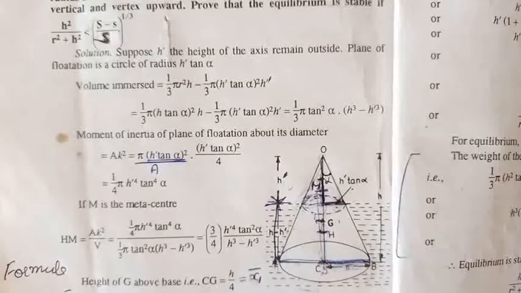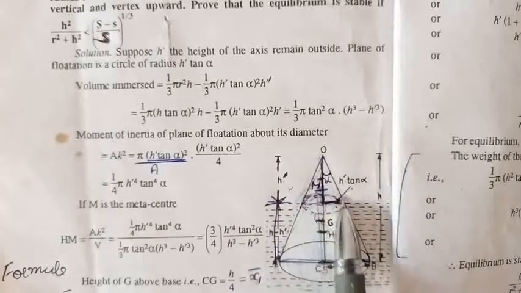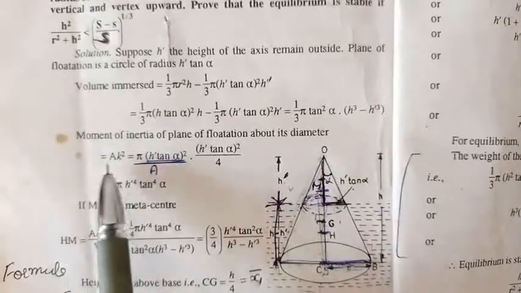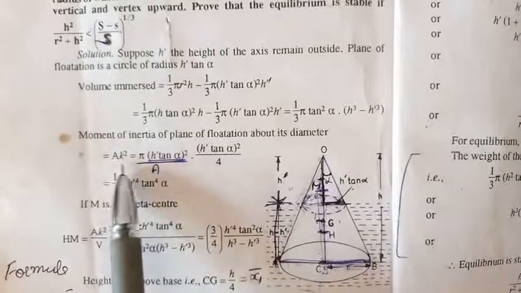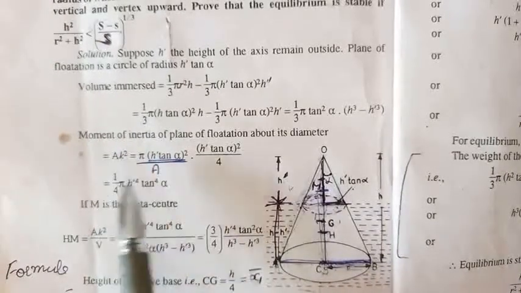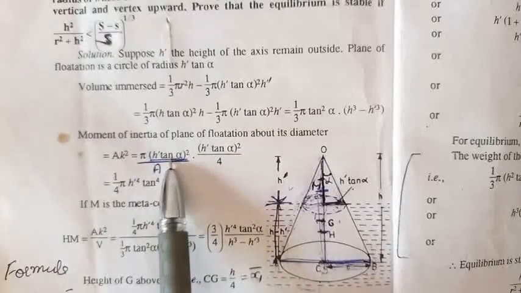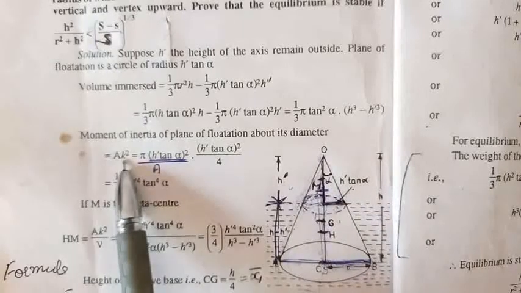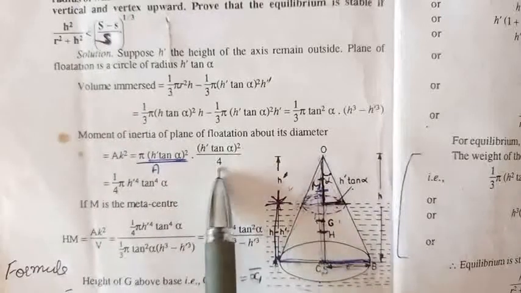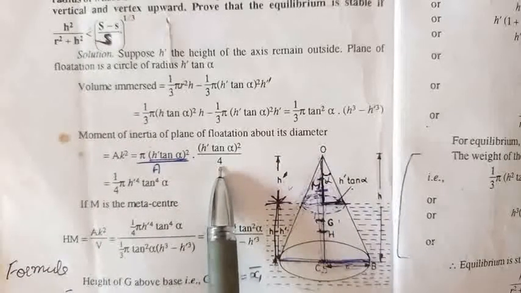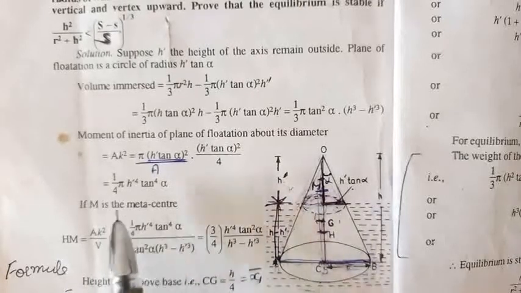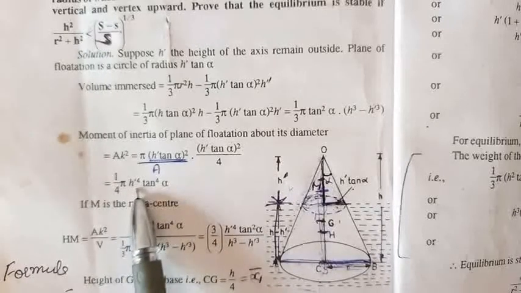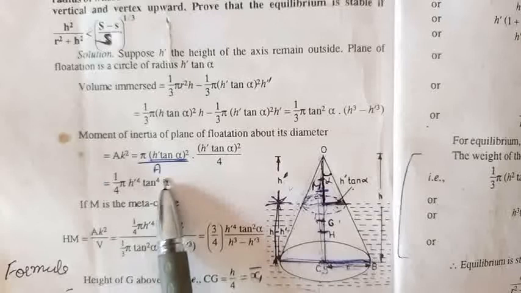Now let us find the moment of inertia of this plane of flotation about this diameter. By the formula, it is given by area into the square of the radius of gyration. Area is given by pi into the square of the radius. The radius of this circle is h dash tangent alpha, and the value of k square is the square of the radius divided by 4. So putting the values, we get the moment of inertia of the plane of flotation, which is given by 1 by 4 pi h dash raised to the power 4 into tangent alpha raised to the power 4.